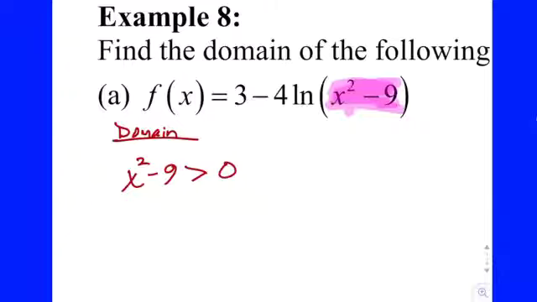You're doing it algebraically. That doesn't work. If you just take the 9 to the side and take the square root and say x is greater than 3 and x is greater than negative 3, that doesn't work. That's an overlapping interval.